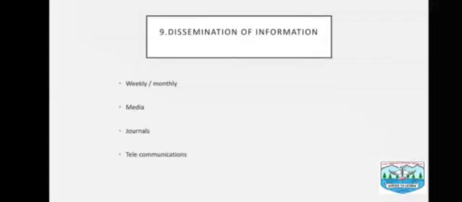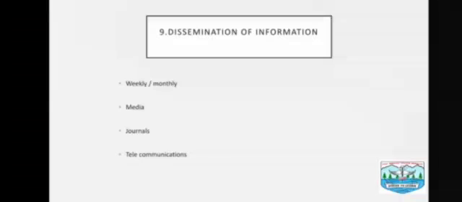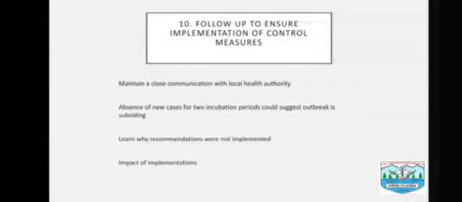The ninth step in the outbreak investigation is the dissemination of information. The dissemination of information can be done weekly, monthly, or by media, journals, or by telecommunications. The tenth step is a very important step: to follow up to ensure implementation of control measures.